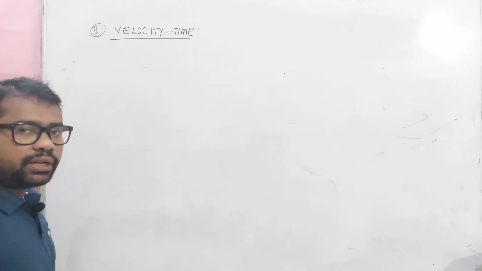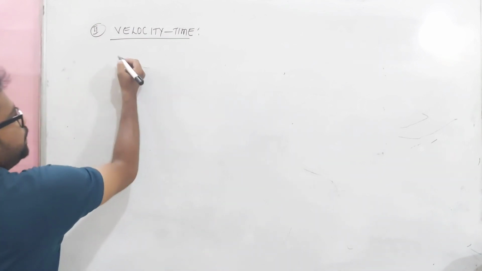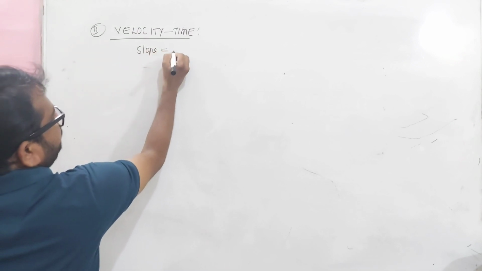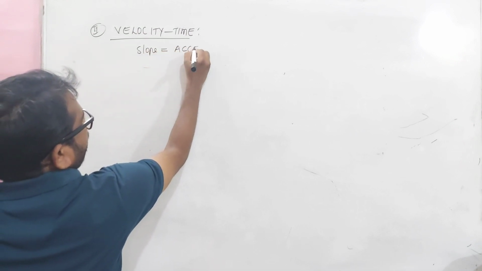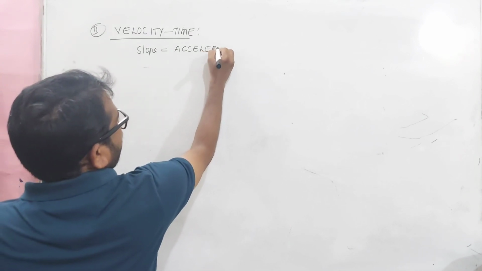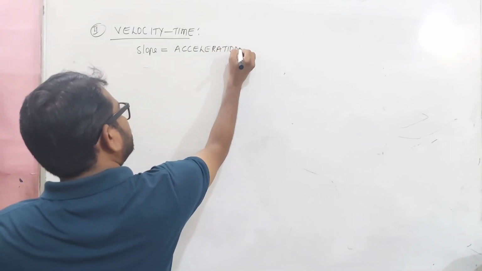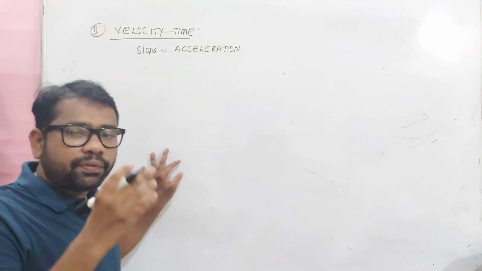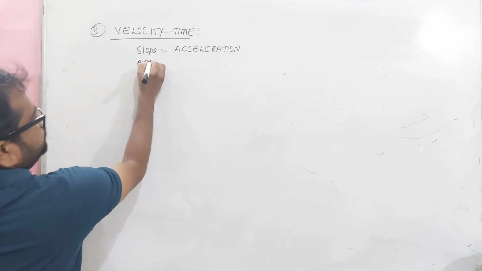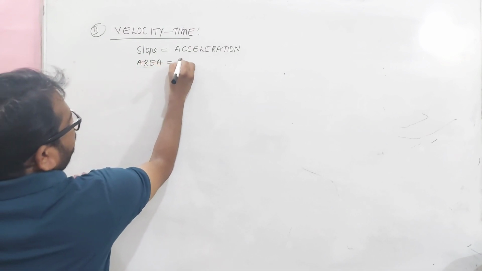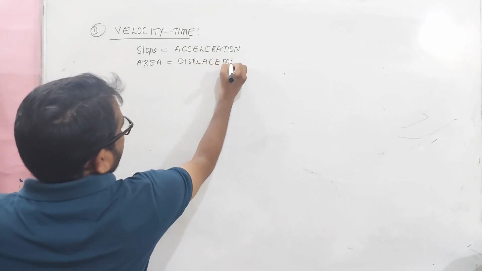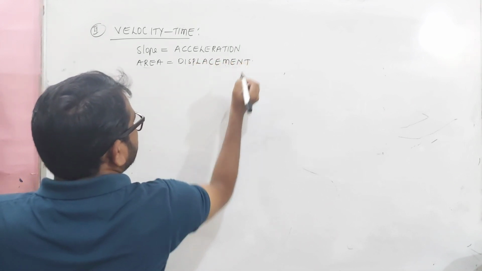Children, the very important thing is that the slope of the velocity-time graph gives acceleration, whereas by finding the area under the velocity-time graph, we can calculate the displacement or distance. Children, this is a very, very important thing. Which means what here?